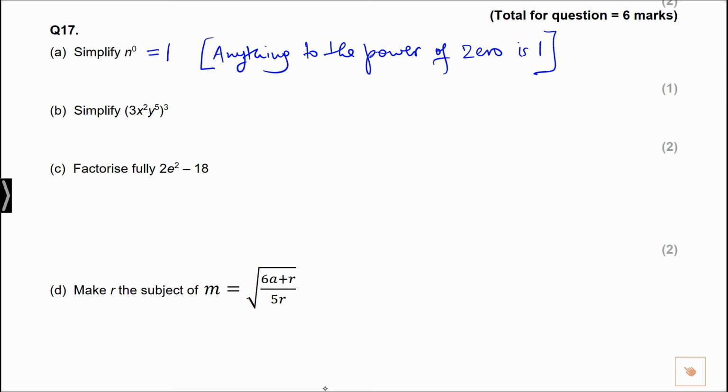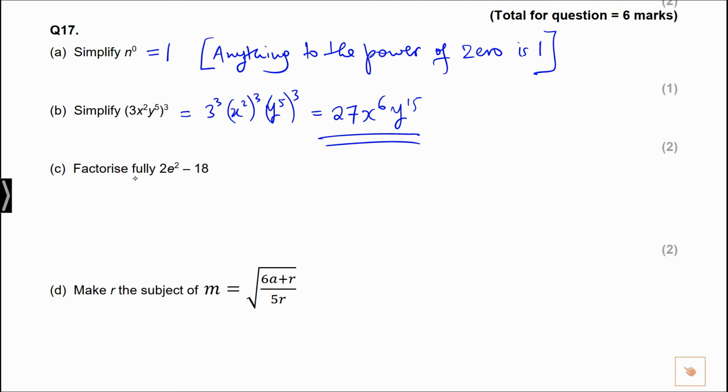17b, everything to the power of 3. So 3 to the power of 3, and then you have x squared to the power of 3. You have y to the power of 5 to the power of 3. So if you simplify this, 3 cubed will be equal to 27. And here you just multiply the powers. 2 times 3 will be 6. So x to the power 6. 5 multiplied by 3 will be 15. And that will be your resulting expression.